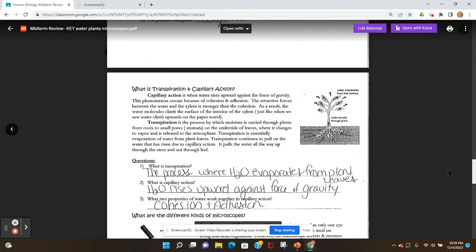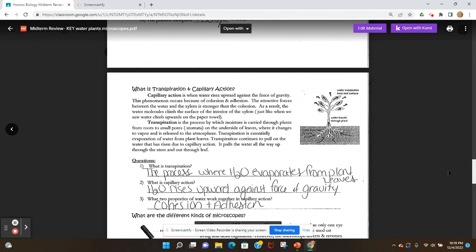As a result, the water molecules climb the surface of the interior of the xylem, just like when we saw water climb upwards on a paper towel. Transpiration is a process by which moisture is carried through plants from roots to small porous stomata on the underside of leaves, where it changes to vapor and is released into the atmosphere. Transpiration is essentially evaporation of water from plant leaves.